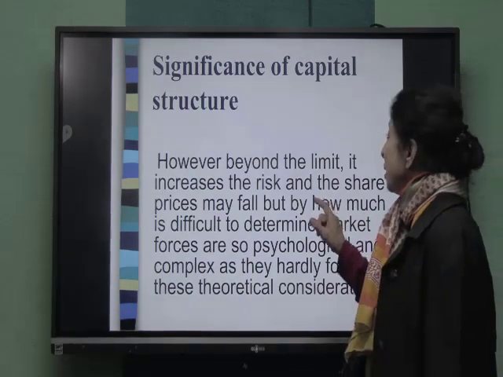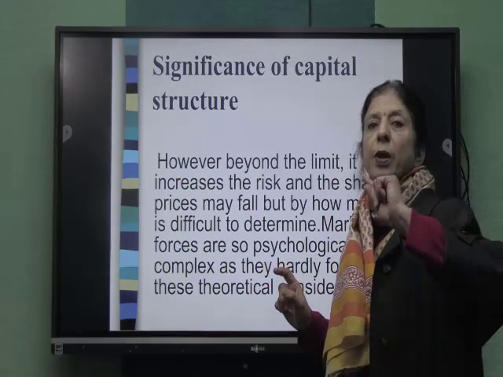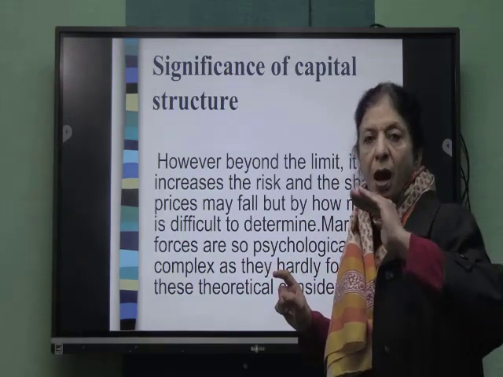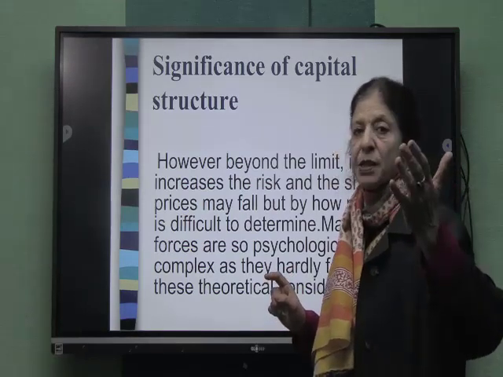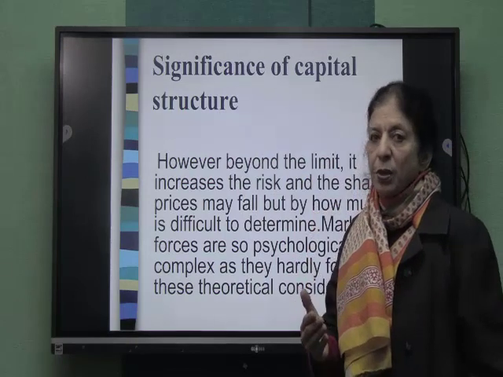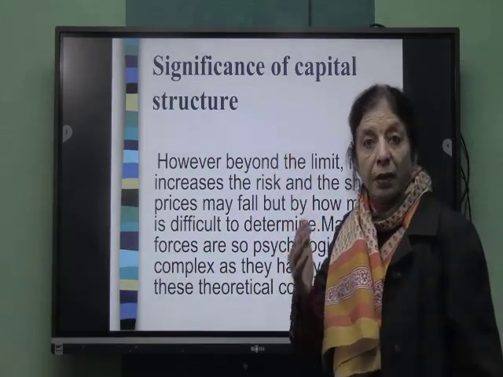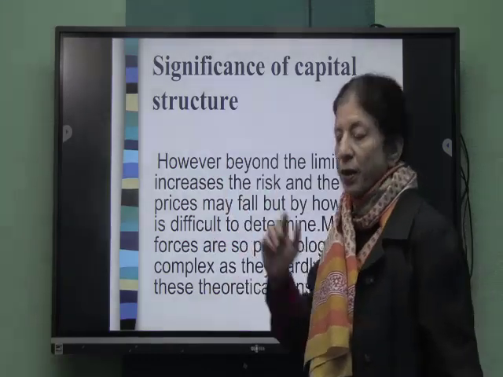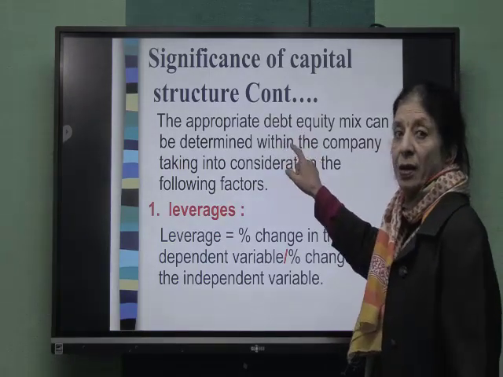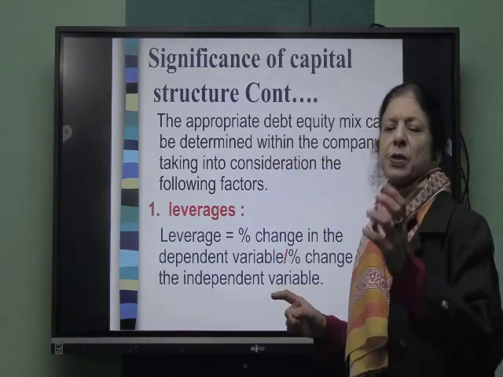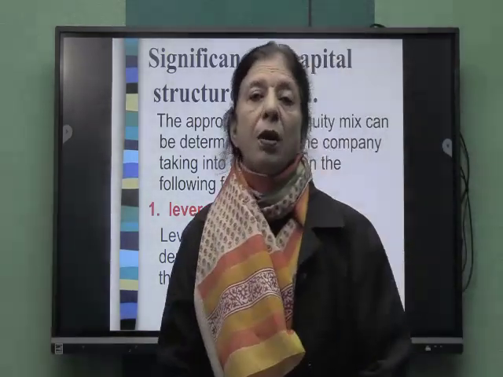Now, here, beyond limit, if you increase the debt, it will lead to a disproportionate increase in the risk. That means it will increase the risk beyond our capacity, and the expectations of the shareholders will increase. As a result, the price will decrease if the return to the shareholder is not according to their expectations. And therefore, what we have to do is find out the main principles of the capital structure. The first one which I can tell you is called leverage.